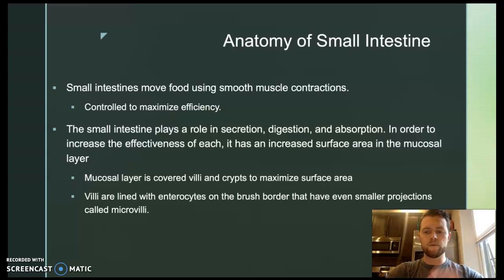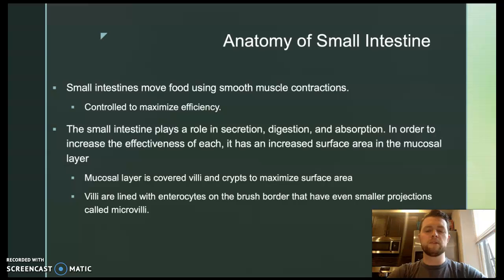So food is moved throughout the small intestine by the movement created by smooth muscle contractions, which is done in a controlled manner to maximize absorption and so as to not overload the intestines. For example, the pyloric sphincter only allows a little bit of chyme through at a time into the small intestines so that the load can be managed.